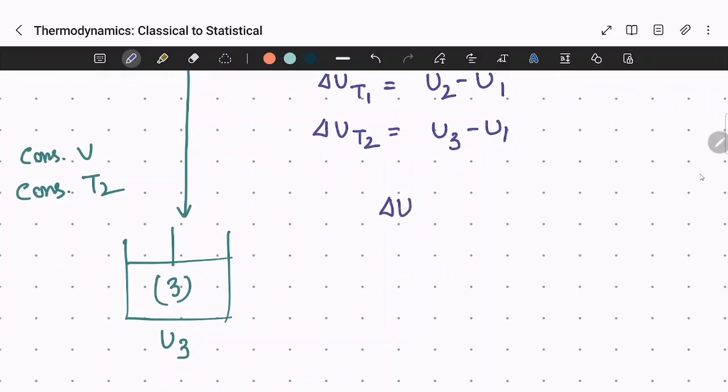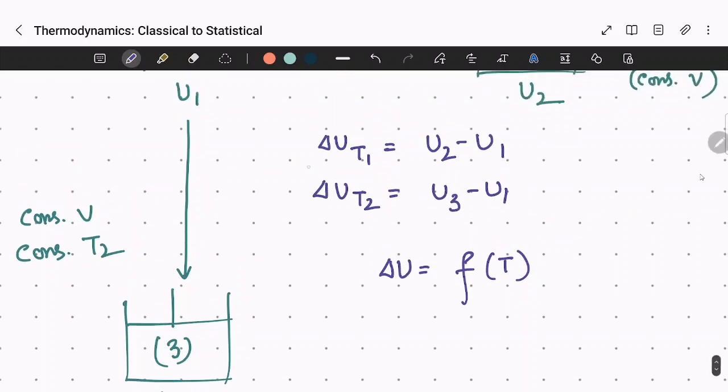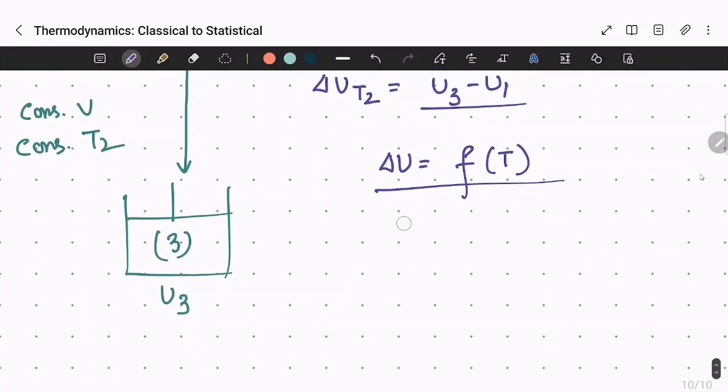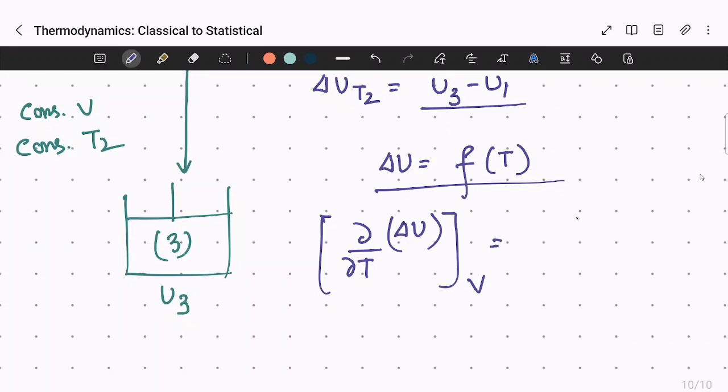So, del U is actually a function of temperature. If you change the temperature, the del U is changing. Here del U is U2 minus U1, here U3 minus U1. So del U is a function of temperature, so del U can be differentiated with respect to temperature. This is important. And the overall process is going on at constant volume, so you can write it at constant volume.